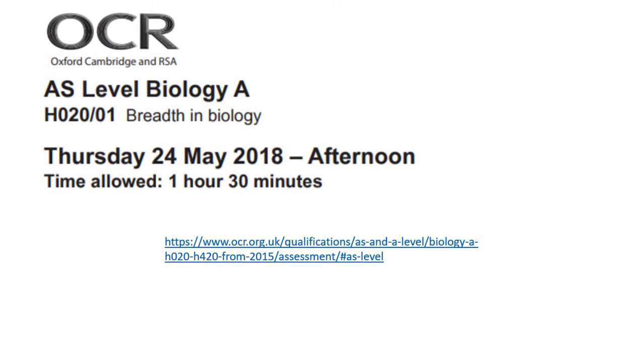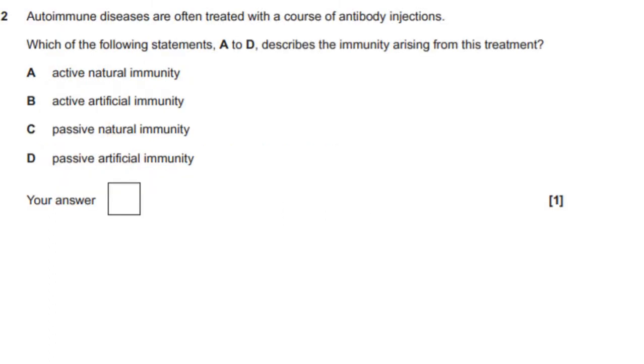So, I'm only picking out some of the questions. Question 2 I just thought would be a good one. Autoimmune diseases are often treated with a course of antibody injections. There's a couple of really important pieces of information here if you're having a go at this. First of all, this is saying injections. This is not saying vaccination. So we are injecting an antibody directly. Okay? So which one is true for the immunity arising?